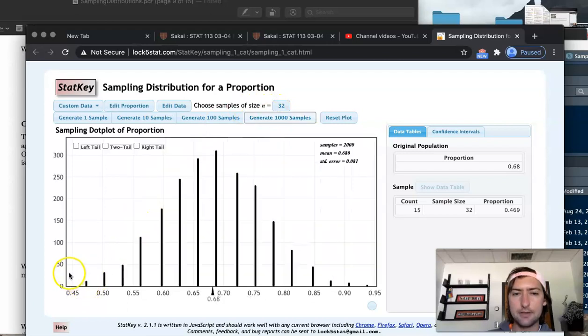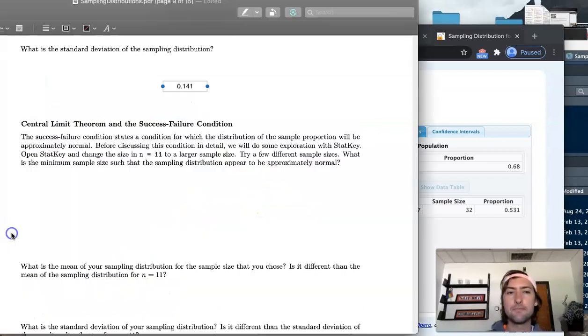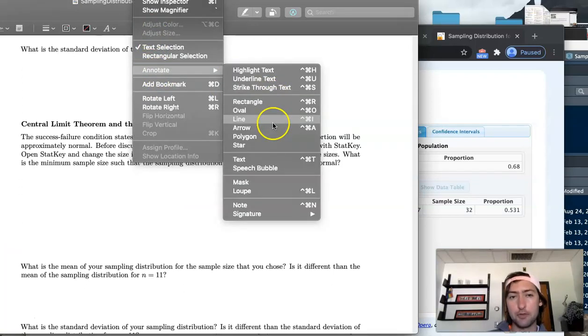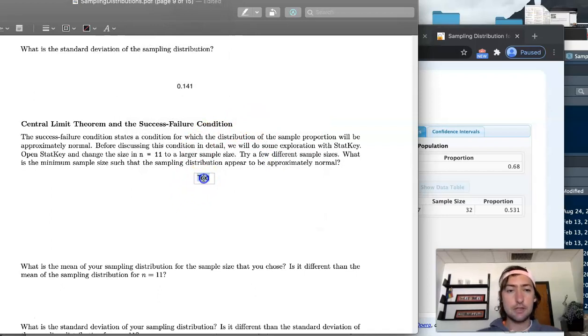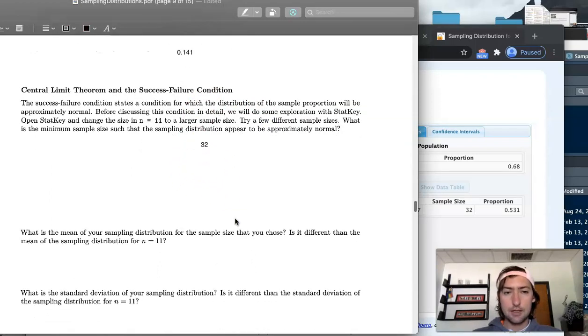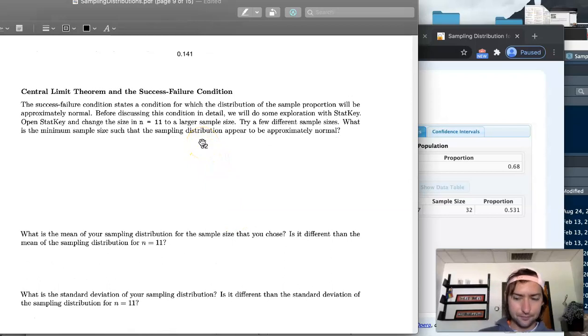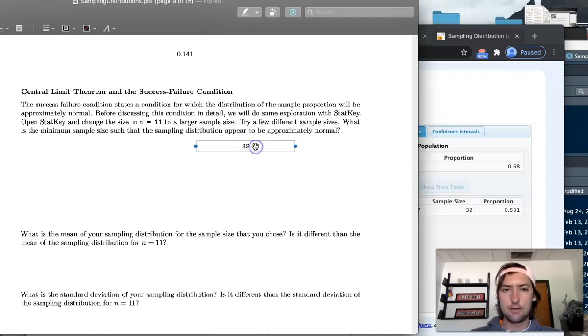And then that to me looks a lot more normally distributed. The tails are about the same, so I'm going to give it a thumbs up for 32. Again, it's subjective, so you could definitely come up with a different number and totally be fine. So 32, but we'll make a note that this is subjective.